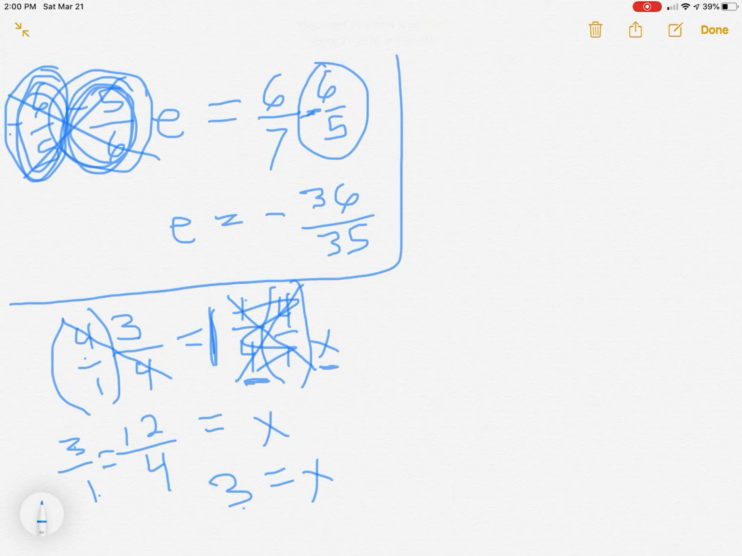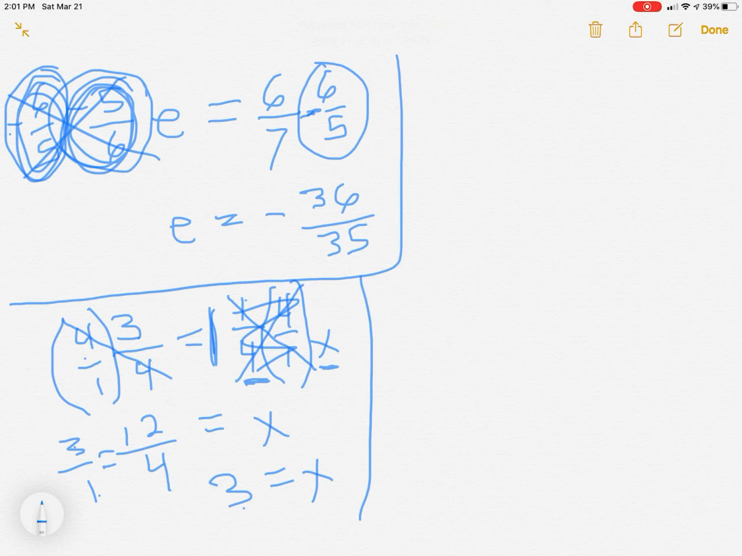Making sense? Don't forget to flip that number over. That was the problem that a lot of students had. They forgot to flip it upside down. Okay, let's try one with a couple negatives.